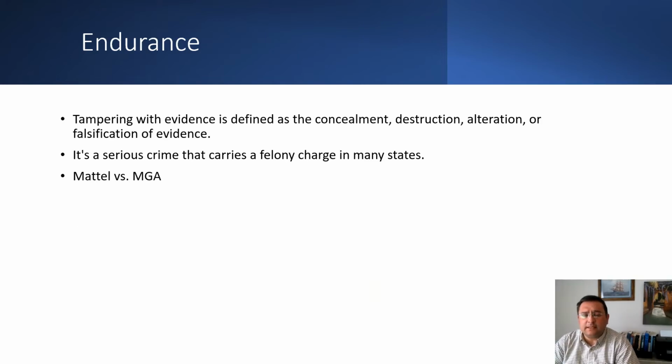Endurance: tampering with evidence is defined as the concealment, destruction, alteration, or falsification of evidence. It's a serious crime that carries a felony charge in many states. So you can look up Mattel versus MGA later to see how the concealment and destruction of email evidence impacted the progress of the case.